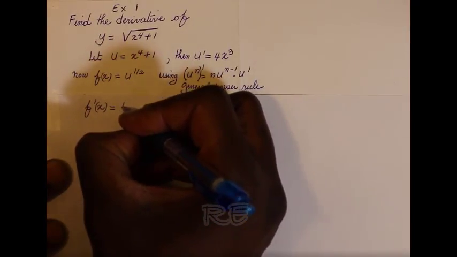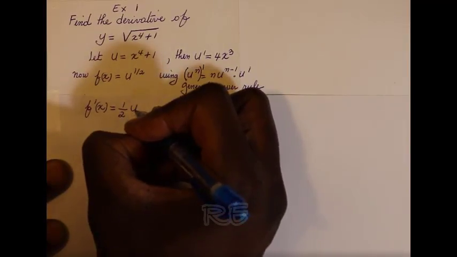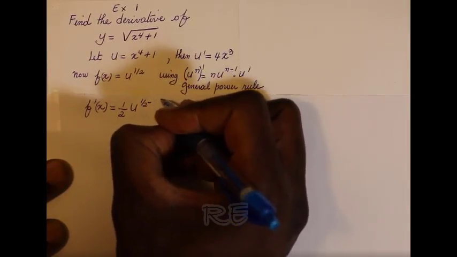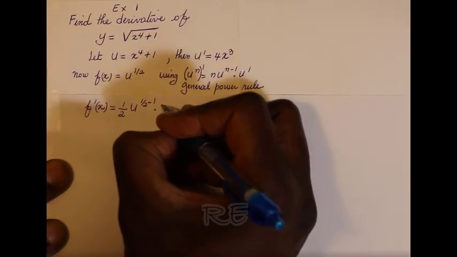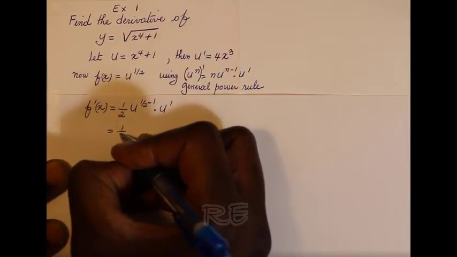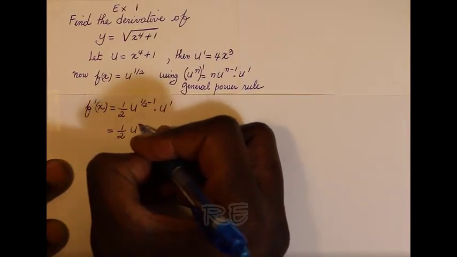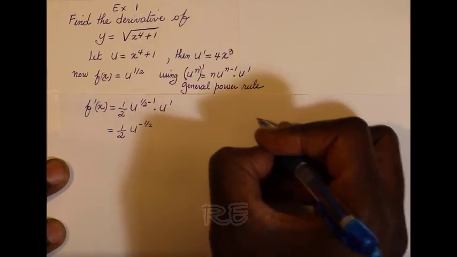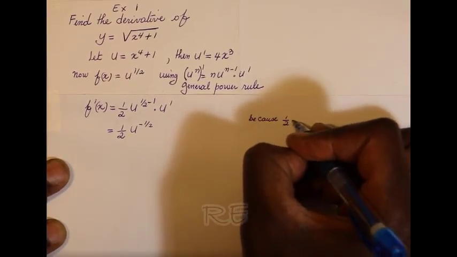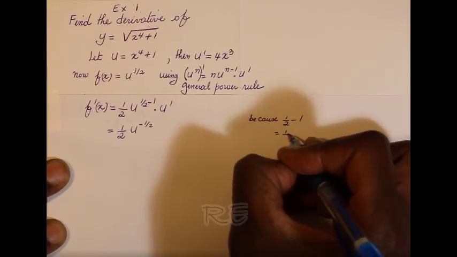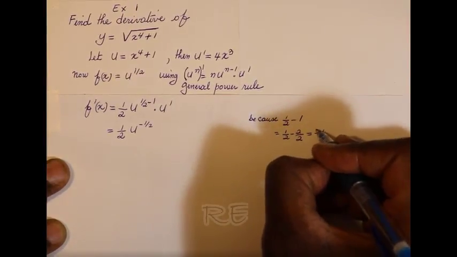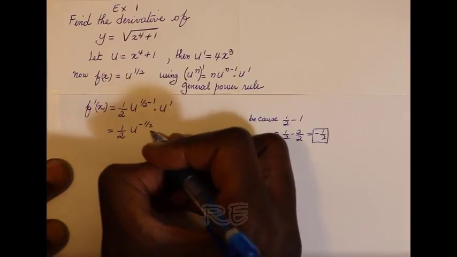So f prime of x will be equal to n, which is 1/2, times u to the 1/2 minus 1, n minus 1, multiplied by u prime. Now 1/2 minus 1 is 1/2 minus 2/2, which is negative 1/2. That is where the negative 1/2 comes from.